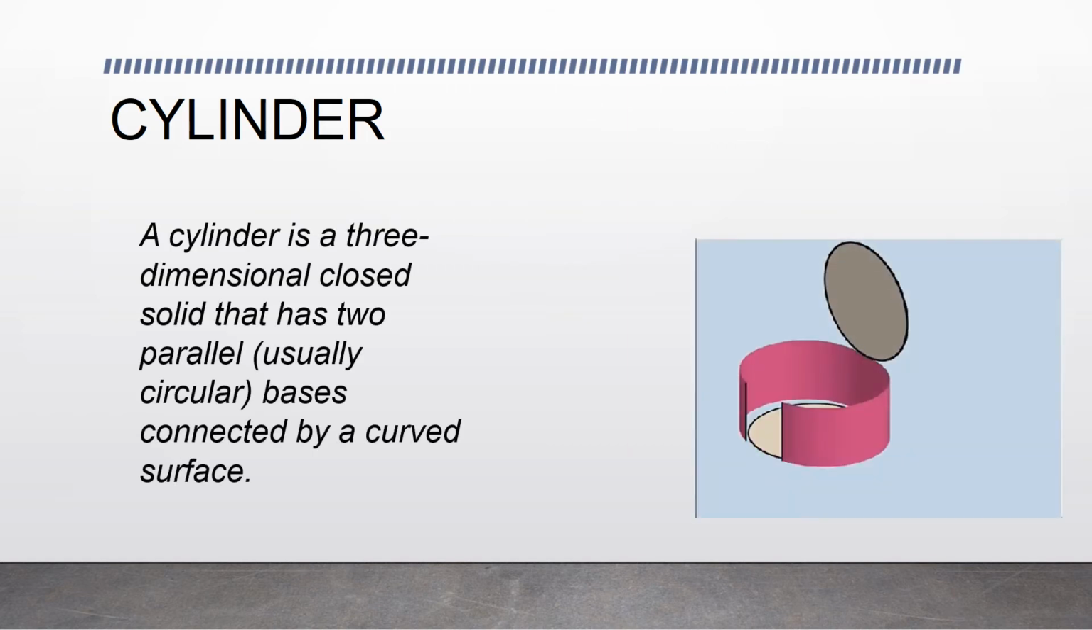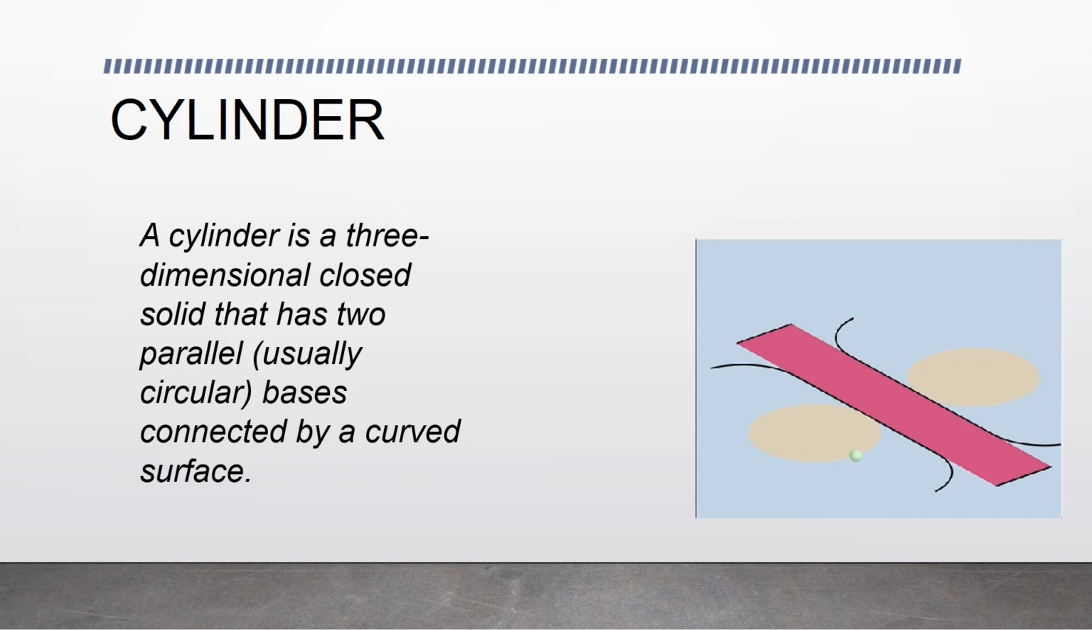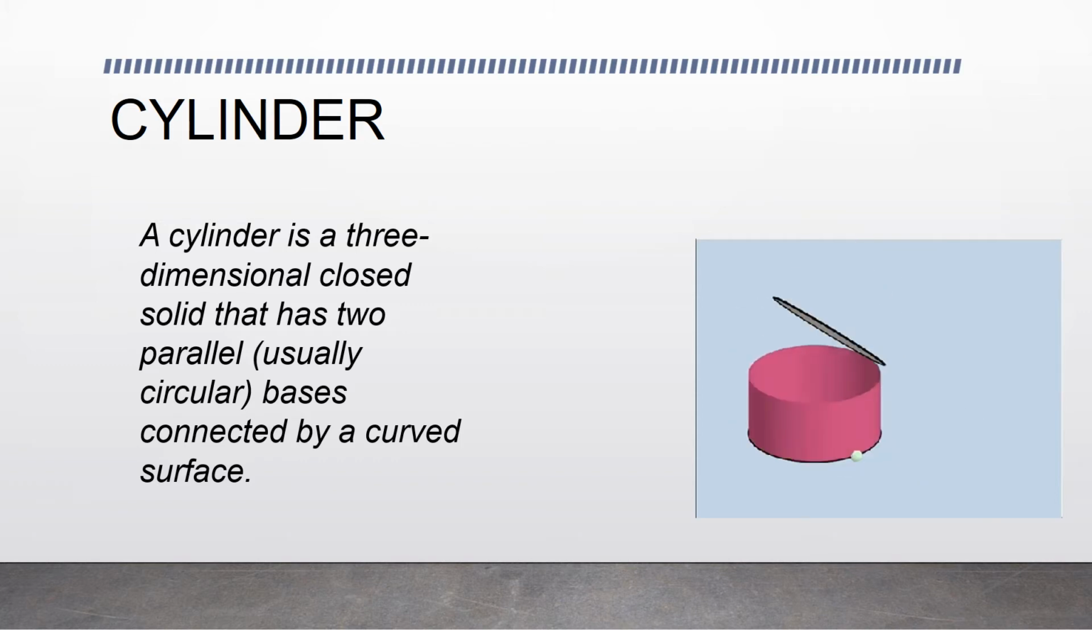Onto a cylinder. So a cylinder is a three-dimensional closed solid that has two parallel, usually circular bases connected to a curved surface. If we pay attention to this animation, it will show us exactly how a cylinder is designed.